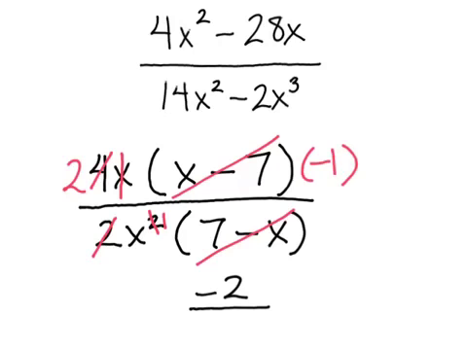Everything else simplified out. So we have -2 over x, and that is the original in its most simplified form. So that's our answer right there.